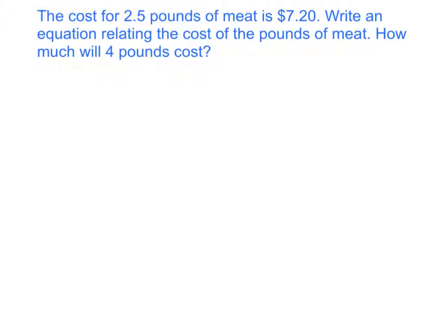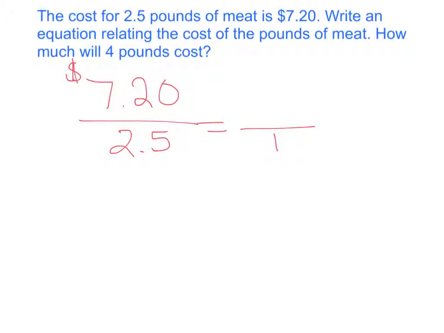So let's take a look at an example of constant of proportionality. The cost of 2.5 pounds of meat is $7.20. So our first step is to figure out how much 1 pound of meat costs, because you want to know the rate. So we're going to say $7.20 divided by 2.5, so $2.88. So the constant rate is $2.88. So for every pound, you pay $2.88.